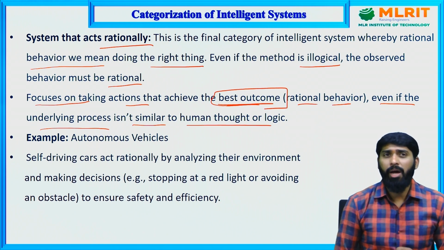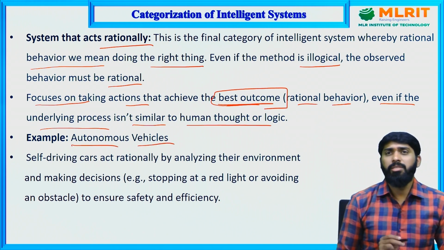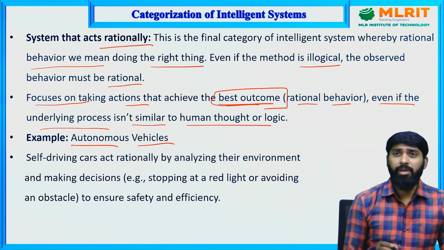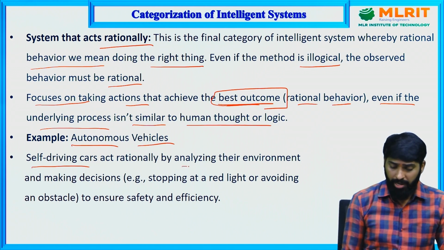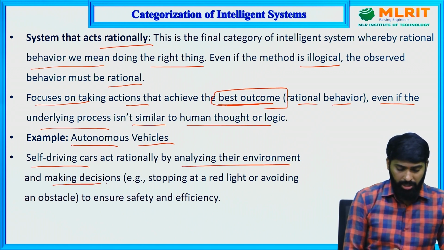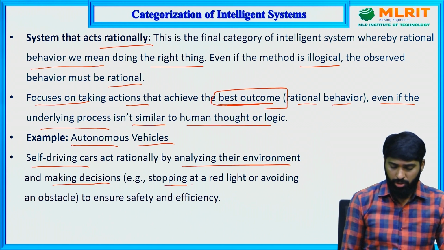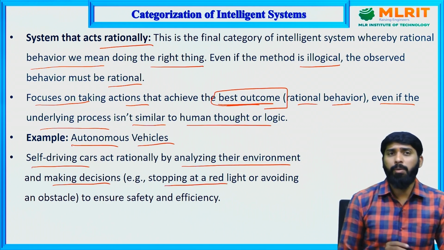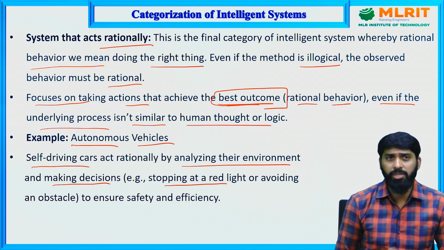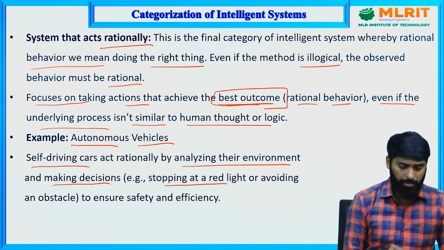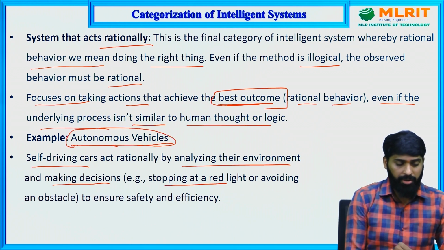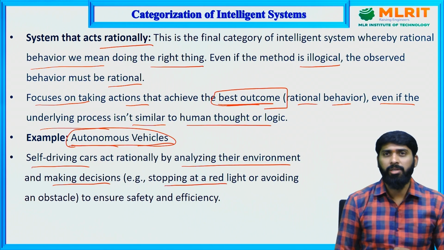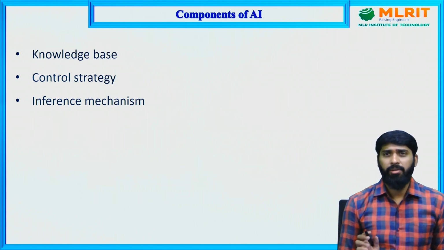Okay, coming to an example, autonomous vehicles. Autonomous vehicle means a vehicle without a driver. So these self-driving cars act rationally by analyzing their environment and making decisions, like stopping at a red light or avoiding an obstacle, to ensure safety and efficiency. Based on self-learning also, it is able to complete its task. So we consider autonomous vehicles as systems that act rationally, so they will give the best outcome.